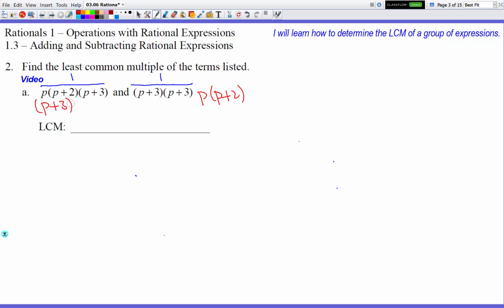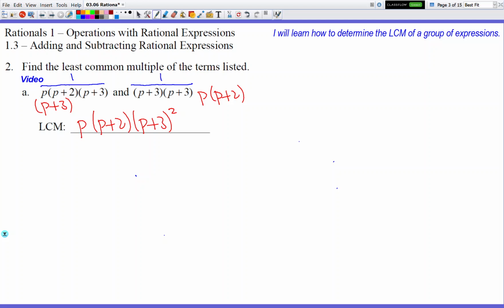So let's do a quick inventory check. Do both sides have a regular p, just p by itself? Yep. Do both sides have p plus 2? Now they do. And do both sides have two p plus 3s? Yes, they do. So your LCM is going to be p times p plus 2 times p plus 3. If you want to shorten it up, you can write p plus 3 squared. That's perfectly fine. Or if you want to write p plus 3 twice, that's fine also. I forget what I put in the answer key on the website, so either way is fine. They both work.